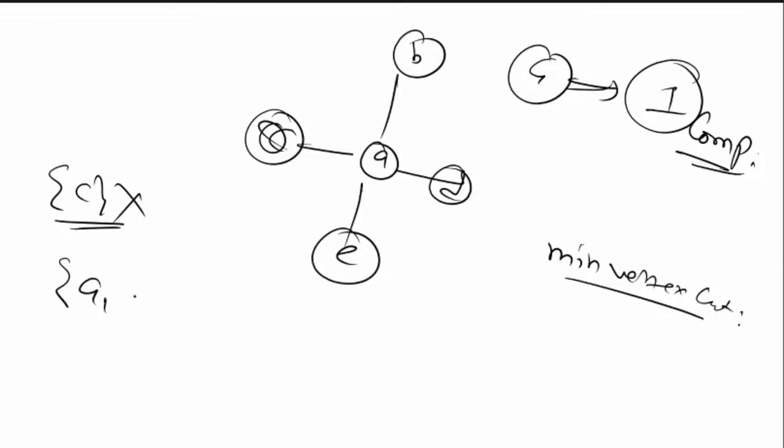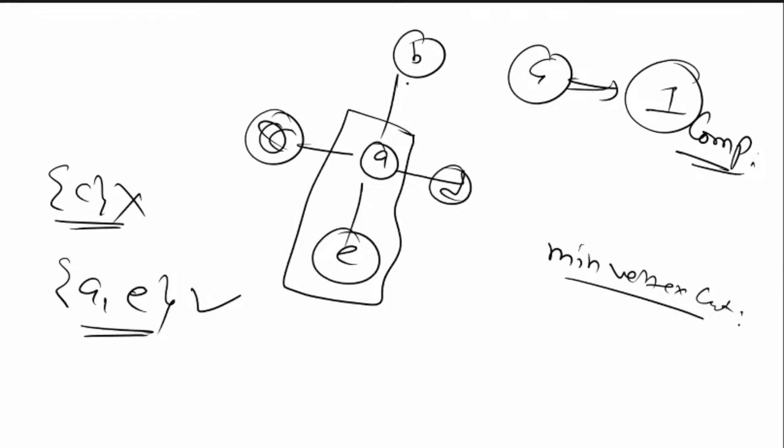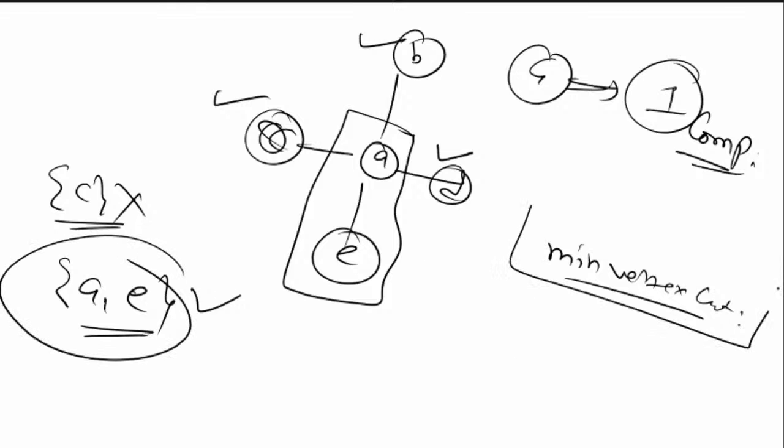But you can see this A comma E is a vertex cut. If you remove A comma E, if you remove this part, then you will have 3 components. So this is a vertex cut, but we are interested in the minimum vertex cut. You can see this is a minimum vertex cut. This A itself is enough.